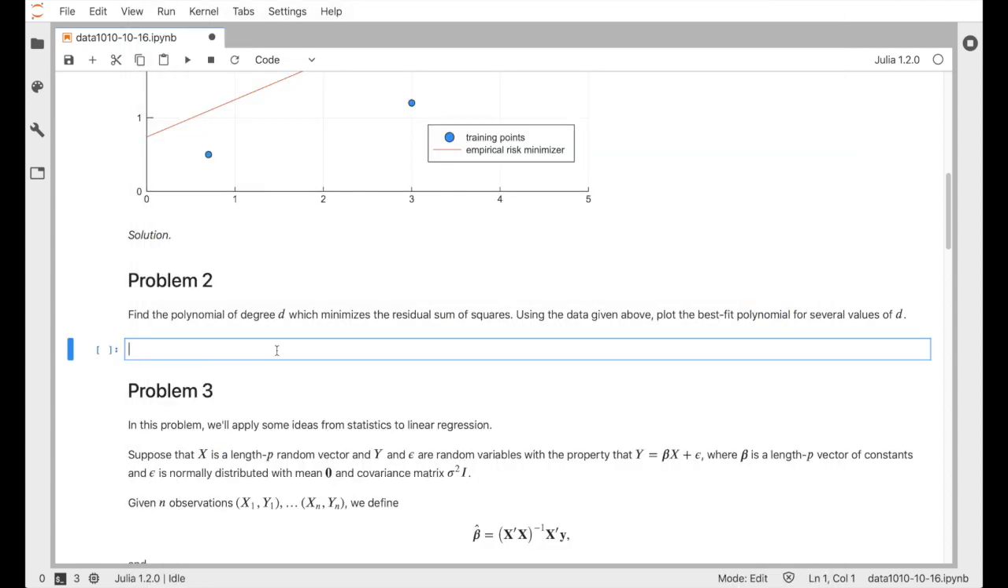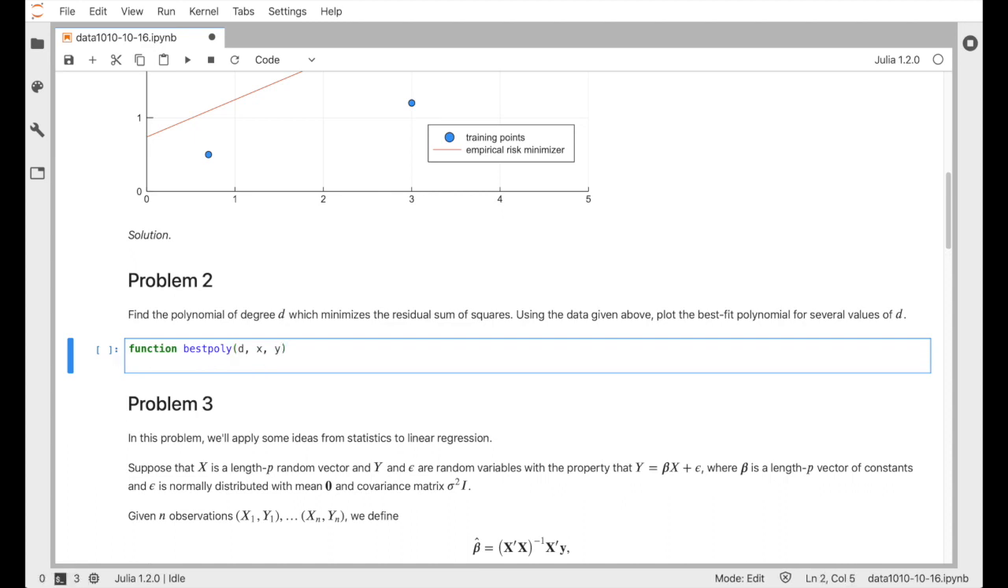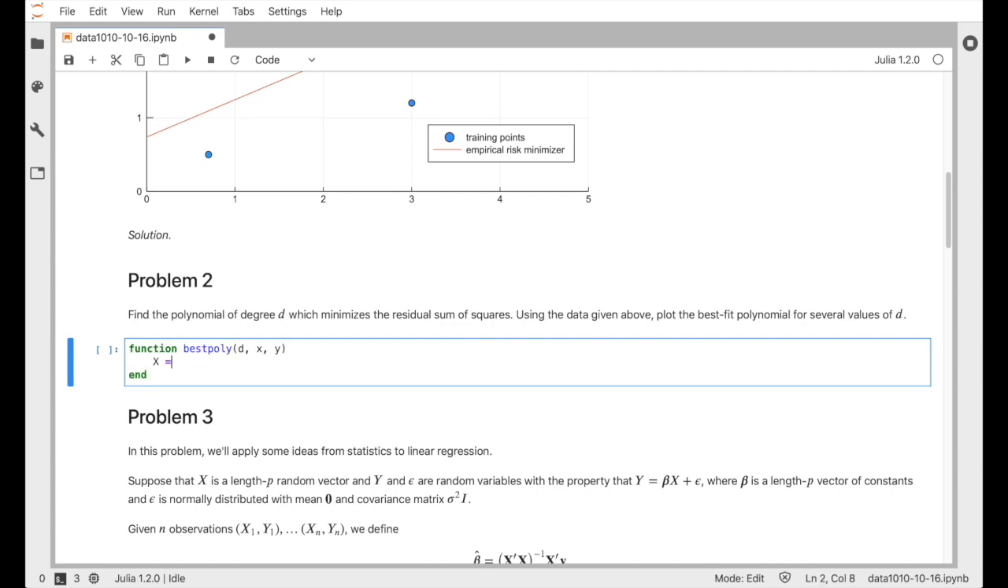So let's try to do this in code in a reasonably efficient way. What we're going to do is define a function called bestPoly, which takes a desired degree d, as well as a vector of x values of the observations and a vector of y values of the observations, and then returns a function which is the polynomial of best fit. So we begin by computing our design matrix. And the way that's going to work is we're first going to compute the columns.